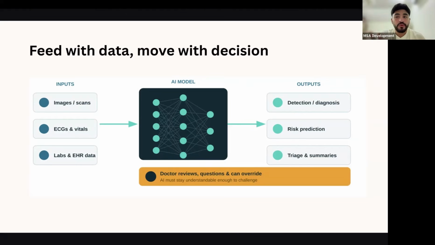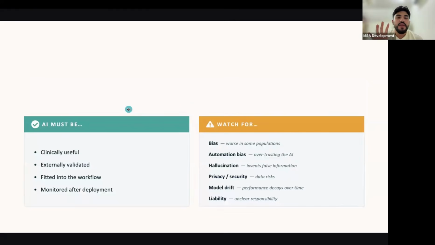However, we cannot purely depend on this without a doctor's review. And for a doctor to be able to review and question this AI model, the AI model must be understandable enough to be challenged. Does it click? An AI tool, of course, must be clinically useful, externally validated by us humans, fitted into the workflow, and monitored after deployment.